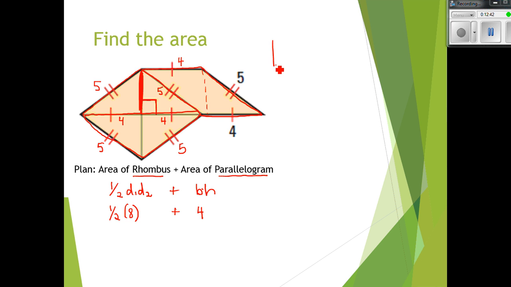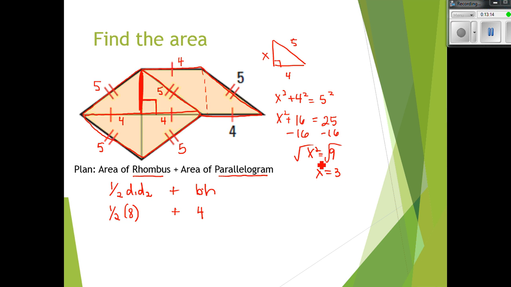So if I have a 90-degree angle, I can use the Pythagorean theorem. x squared plus 4 squared equals 5 squared. x squared plus 16 equals 5 squared, which is 25. Subtract 16, I get x squared equals 9, square root both sides, x equals 3. So I know this is 3, that's going to tell me that is 3. So my diagonal 2 is actually 6.